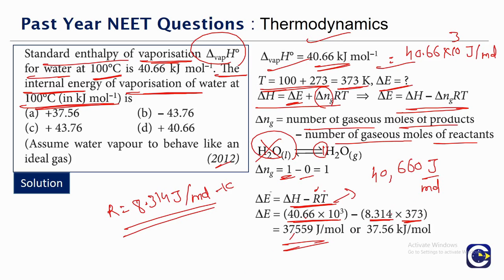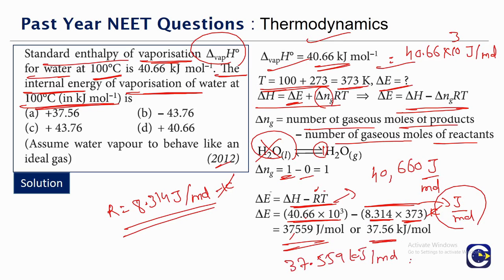Look, in R there is per Kelvin, and in this 373 Kelvin, the Kelvin cancels. So the second term will also have what unit? Joule per mole only. So what is the value coming as? 37,559, which in terms of kilojoules we have to express as 37.559 kilojoule per mole. Rounding off, you can say 37.56.